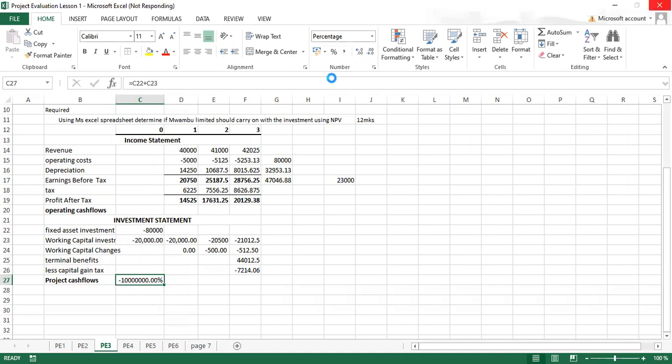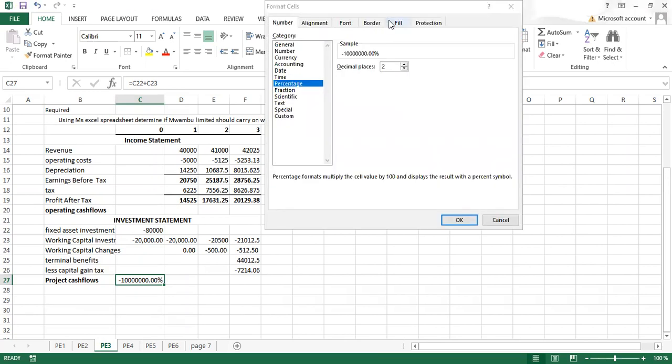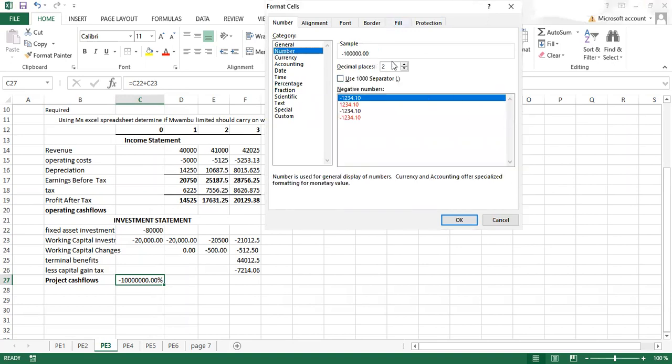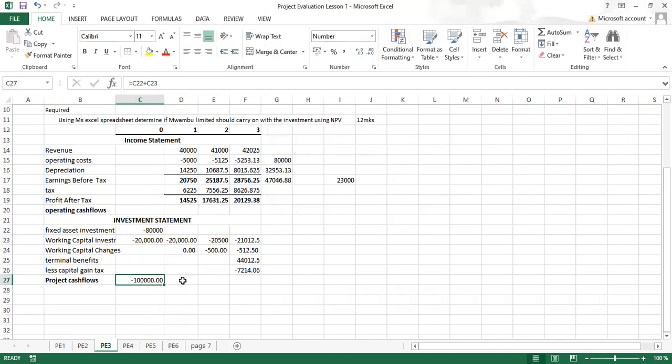When my Control 1 is loading, Control 1 brings this one. You can change it if you want a number. Let me put a number, let me say 2 decimal places. Okay. Then you come to profit after tax, this one plus working capital changes. Also that one will be there. And we come to here. There's no problem there. Equals.